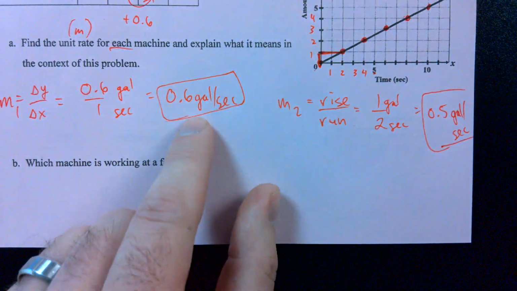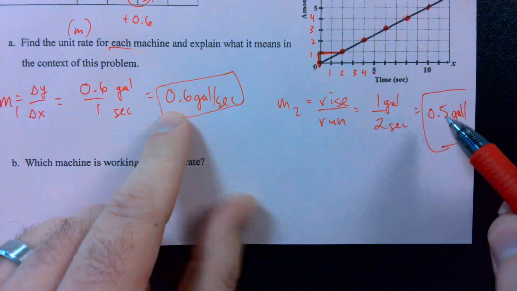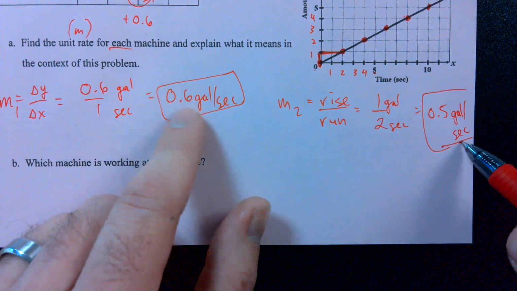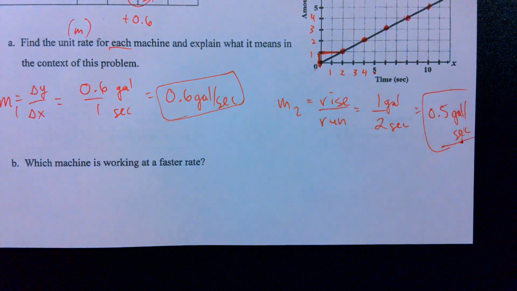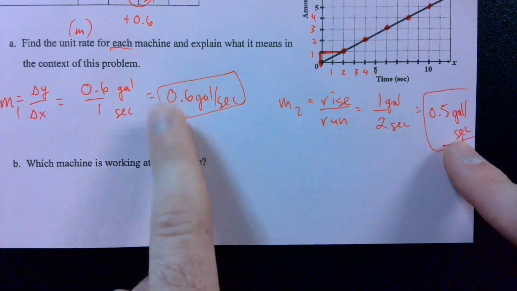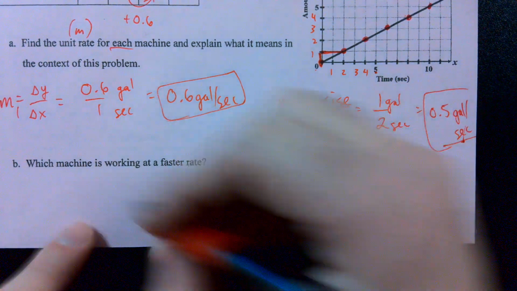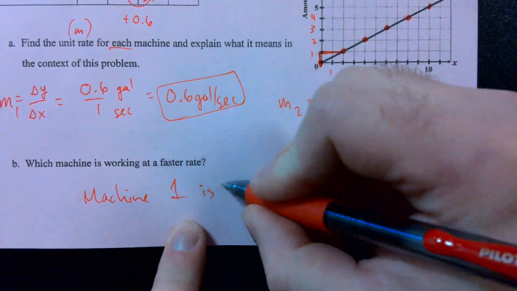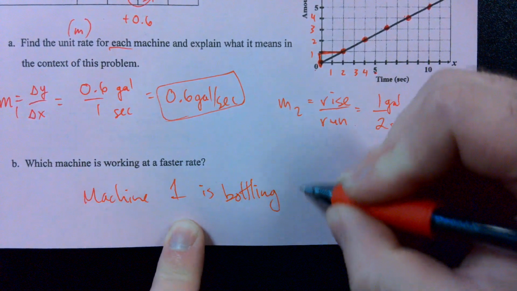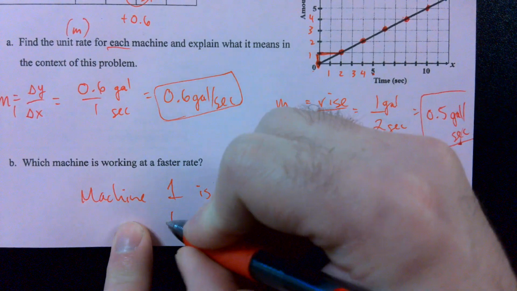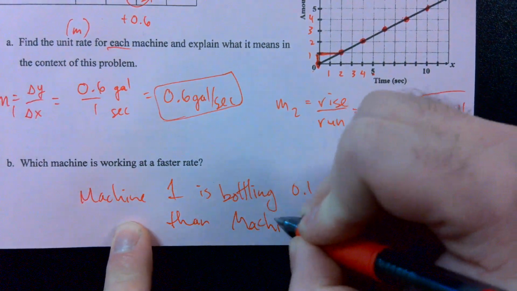So machine 1 is bottling soda at 0.6 gallons per second. The second machine is bottling at 0.5 gallons per second. You guys see how we got those two numbers? Okay, one was a table, one was a graph, but we use our different ways of finding slope to be able to compare the two, right? So which one of these is going faster, 0.6 or 0.5? 0.6. So machine 1 is bottling 0.1 gallons per second faster than machine 2.